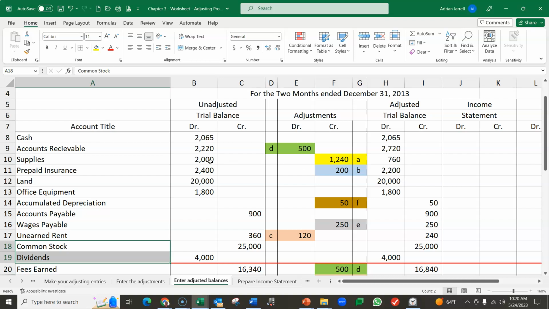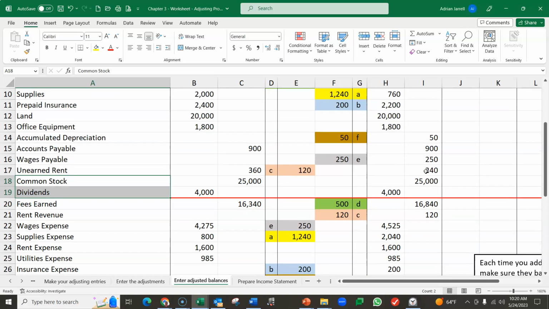I've never seen supplies become a credit balance. I don't know why it would. It doesn't make sense. But there we go.